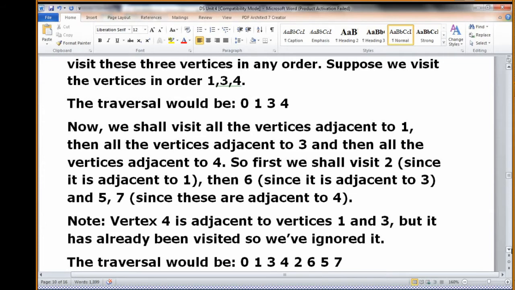So now we shall visit all the vertices adjacent to 1. What are the adjacent vertices for 1? Then 3, and then all the vertices adjacent to 4. So 1, 3, 4, in that order you have to visit. First we shall visit 2, since 2 is adjacent to 1. Next 6, because 6 is adjacent to 3. Next 5 and 7.